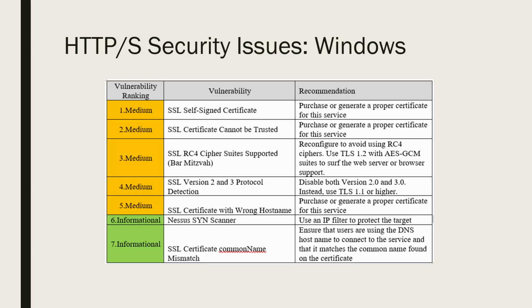The last two are informational, as you can see by the ringing on the side. The Nessus SYN scanner is basically like a port scanner that's half open and could help determine which of the TCP ports are actually opened. Although it doesn't really pose a risk factor, it can still leave connections unclosed and could also cause problems for firewalls that are less robust. It's recommended to use an IP filter to protect the target.